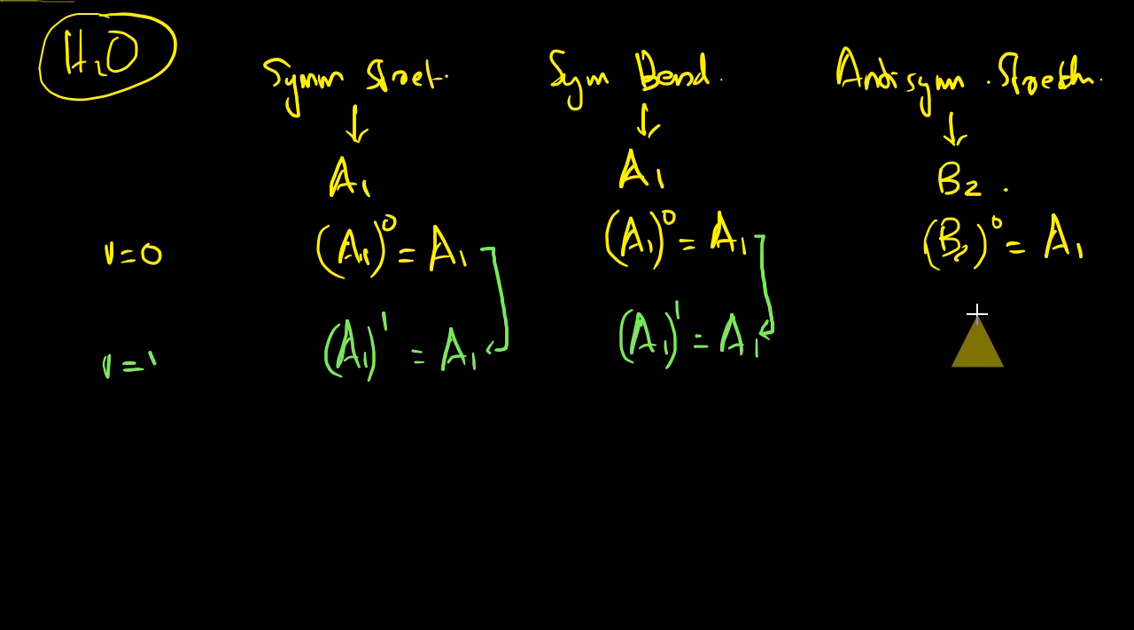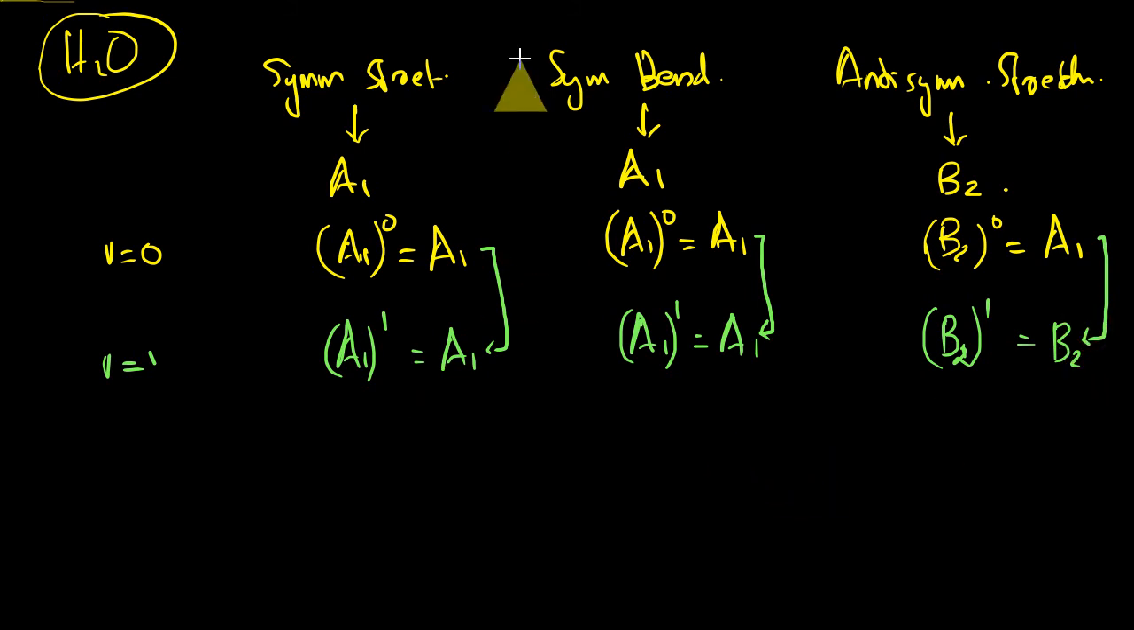And what about the anti-symmetric stretching? This is the V is equal to 1 state. Therefore, in the excited level, its symmetry is B2 raised to 1, and that is equal to B2. Any number raised to 1 is the same number, right? So all the characters will remain the same. So here you have to note that when this transition takes place, it is an A1 to B2 transition.